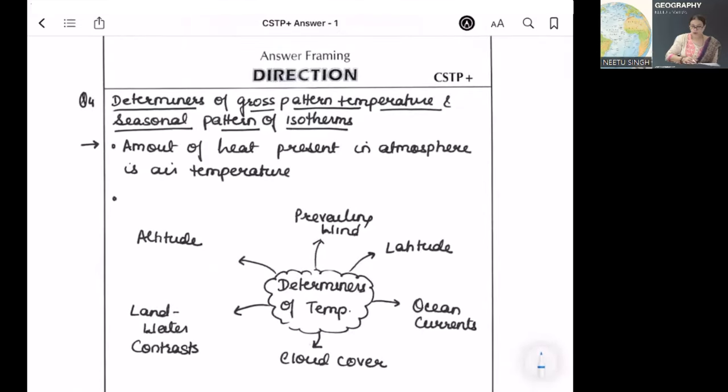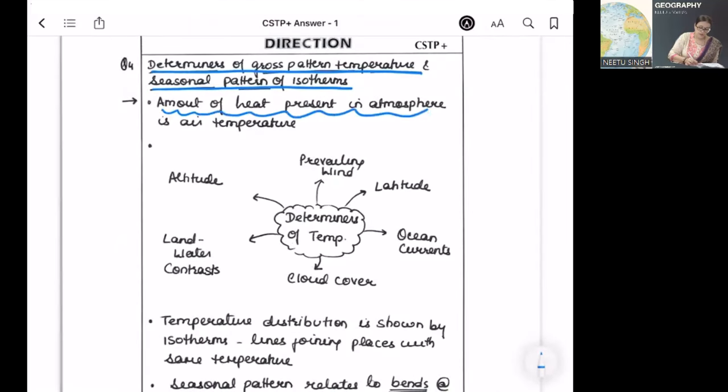Before I take you to some human geography part: determiners of gross pattern of temperature and seasonal pattern of isotherm. Amount of heat present in atmosphere is air temperature. All of us will write that. Determiners of temperature: it is latitude, oceanic current, cloud cover, land-water contrast, altitude, prevailing winds. Have I missed out on any point? I have not. Once I'm getting onto the final revision, this frame is going to help me out excellently. This is how it is.